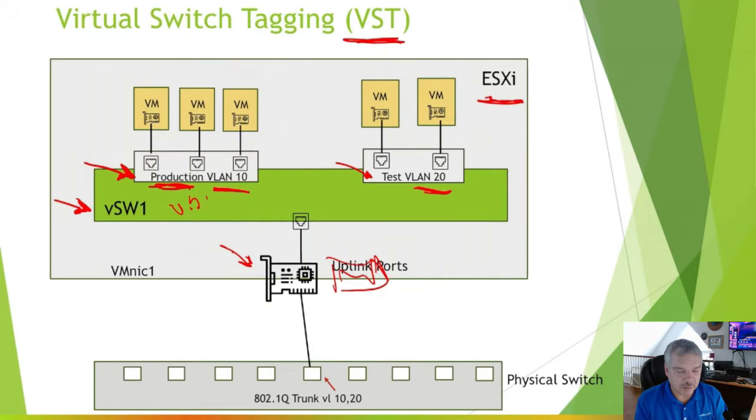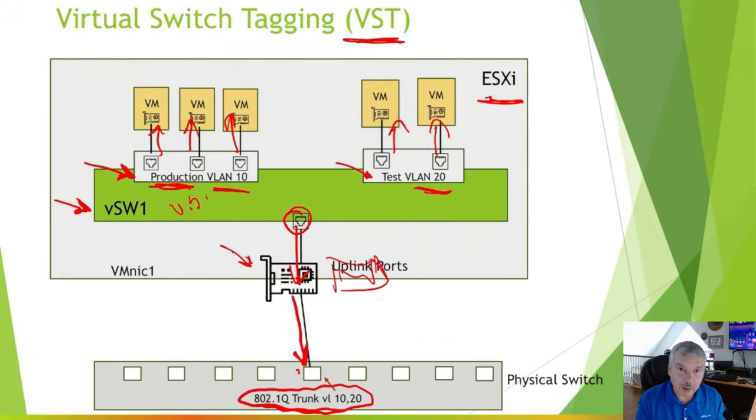Okay. Again, all these VMs in production are on VLAN 10. They're completely unaware of it because it's getting tagged at the switch and untagged at the switch. Same thing over here on the right. The guys on the test port group are on VLAN 20. Now, in order for this to work, this switch, again, has this uplink connected to this physical card. And this physical card is going out to this physical switch. And there's the port there. Now, this port on that switch has to be set up as an 802.1q trunk. A trunk is a port that allows all VLAN traffic to go through.